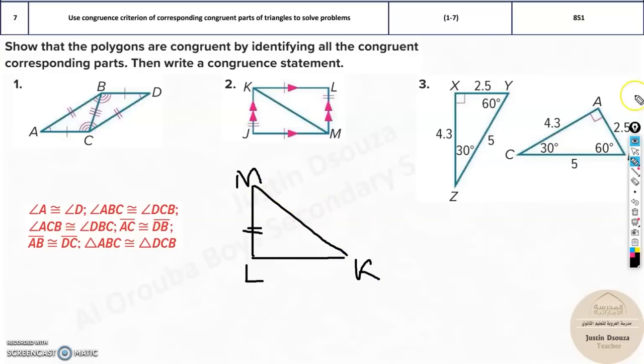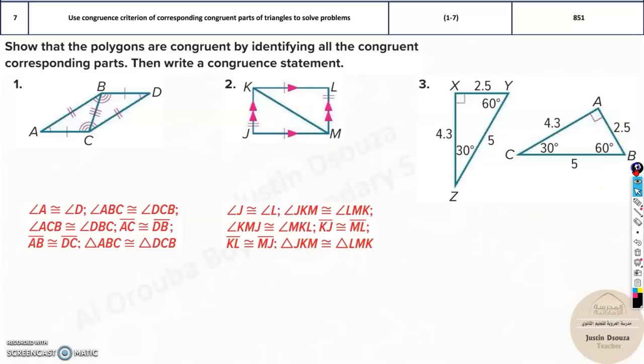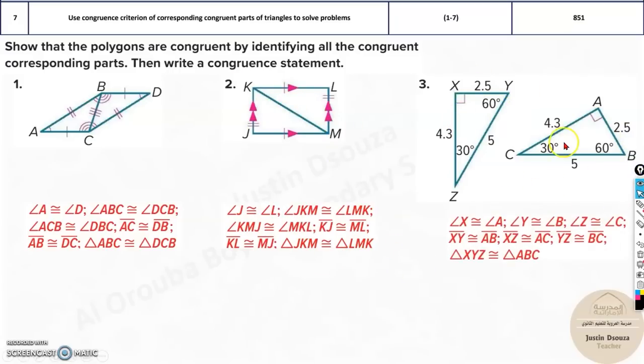So it's just that getting the drawing correctly. Then it's just writing, see over here, J is corresponding to L, whereas K is corresponding to M, and M is corresponding to K. So this is how the congruent statement would be. Similarly, you can do it for others. Over here, it's much easier because the angles have been mentioned as well, and the sides have been mentioned. You have to just rearrange this.